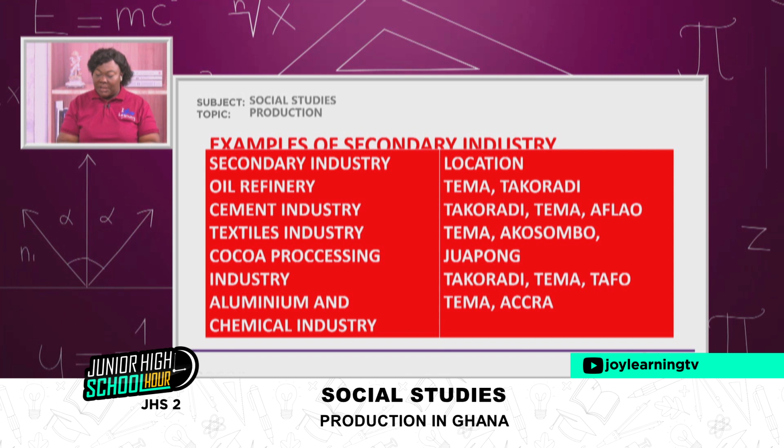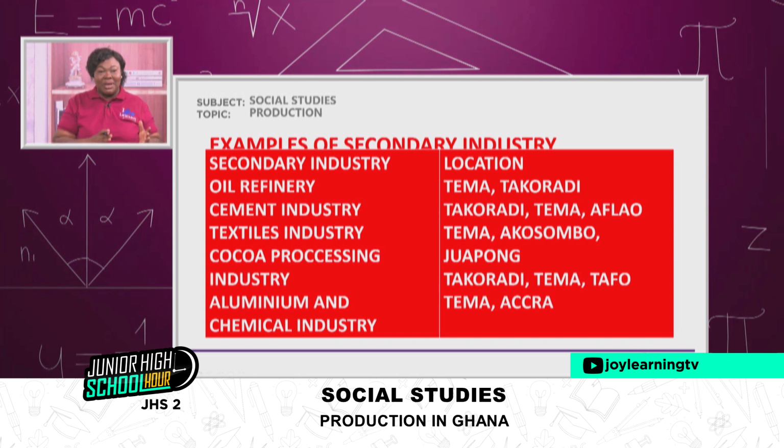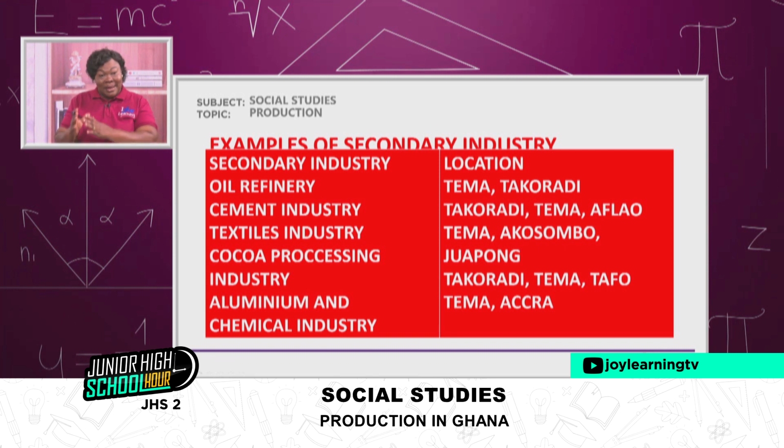Wow, that's great. Then we have the textile industry. We have Tema. We have Joapon. We have Akosombo. Then we have the cocoa processing industry. That is in Takoradi, Tema, and then Tafo. Then aluminium industry and chemical industry. So we have Tema and Accra. So these are the two main industries. Tema industrial area and then Accra industrial area. Right.